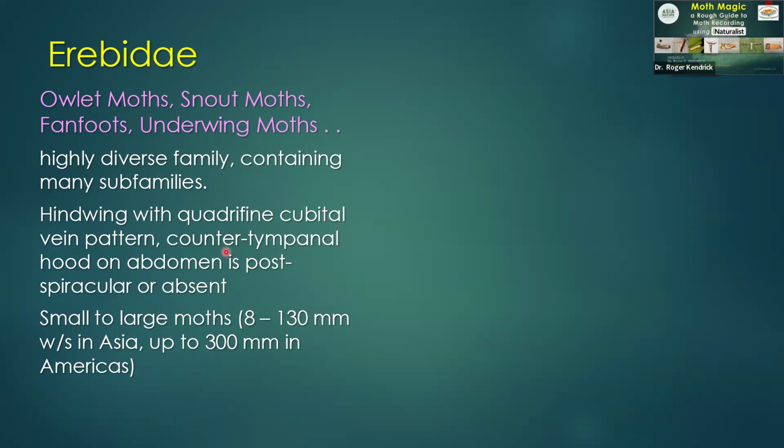quick explanation. Counter tympanal hood. That's a little cover, a bit like our earlobe, on their abdominal segment, and it is a projection that covers the tympanum, the ear, which is on the third thoracic segment. It is a feature that defines, in part, the Erebidae. But in terms of how you recognize them in the field, you have to live and learn.